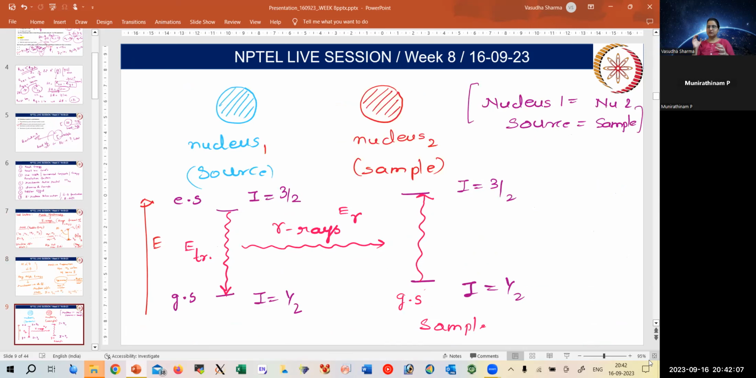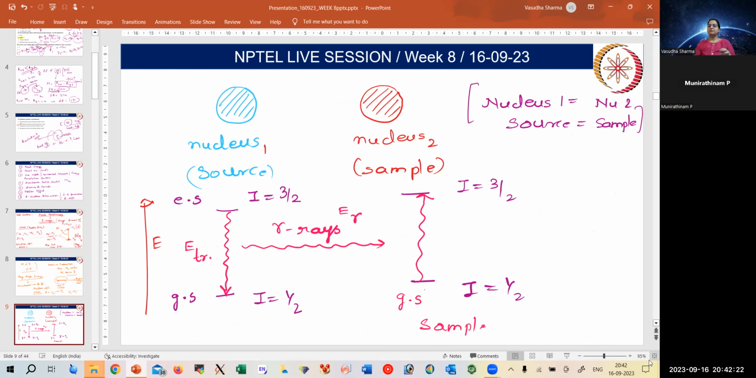So here in this particular case, we need to have the nucleus, source and the sample both, to be similar, so that if the source is emitting some energy, that same amount of energy can be taken up by the sample, which it will absorb, and then we can see the spectrum.